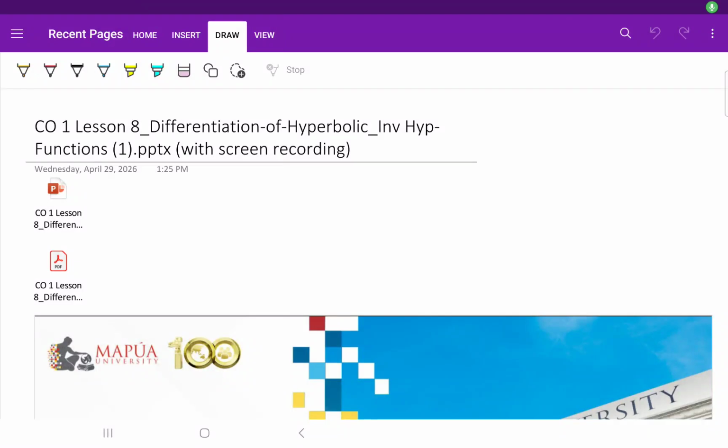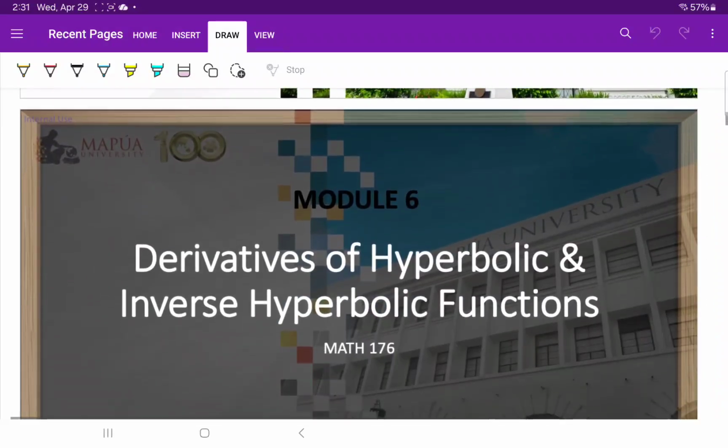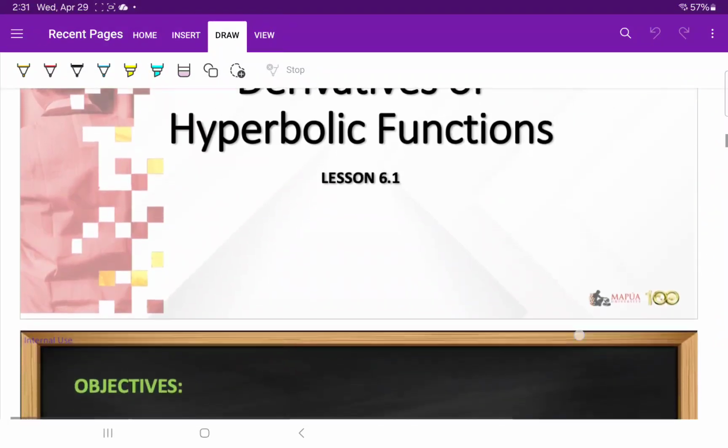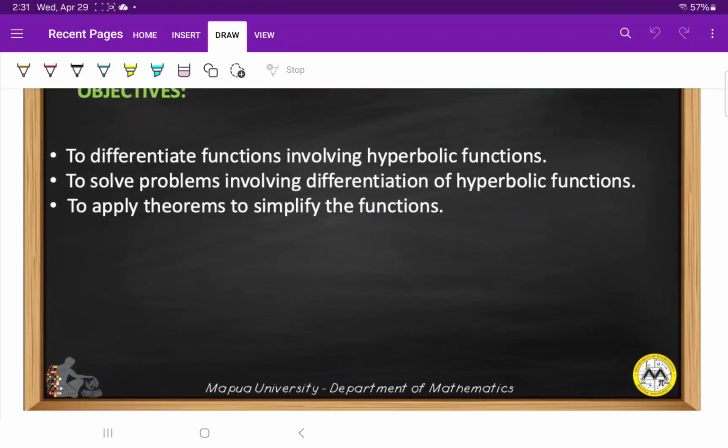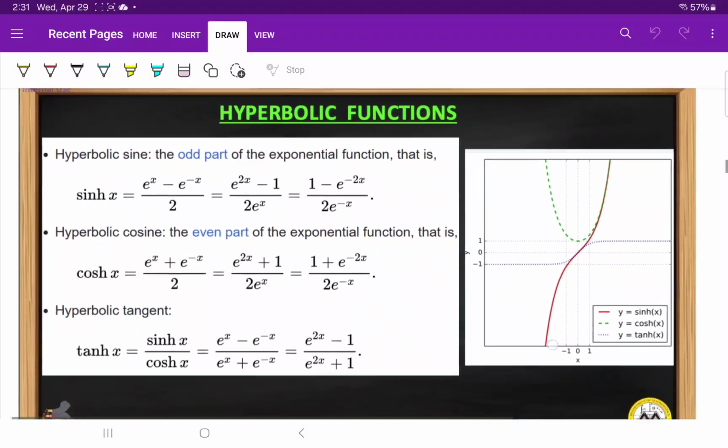Everyone. So this is the continuation of the derivative of transcendental functions. Now we go to the derivative of hyperbolic and inverse hyperbolic functions. These are our objectives: to differentiate functions involving hyperbolic functions, to solve problems involving differentiation, and apply the theorems to simplify the functions.